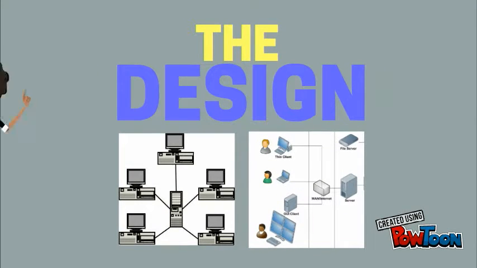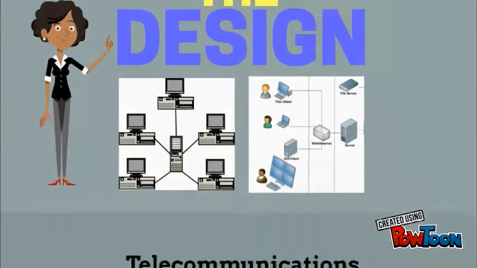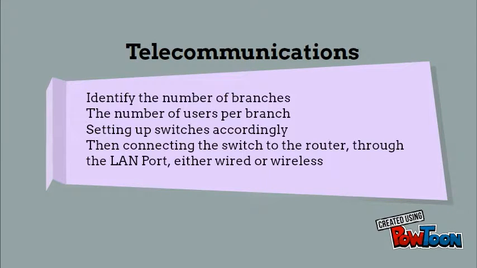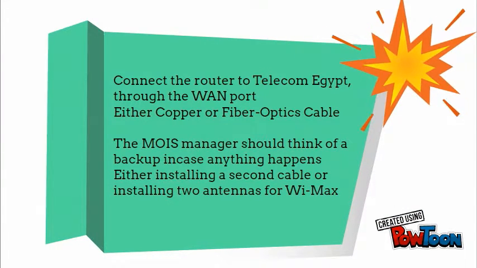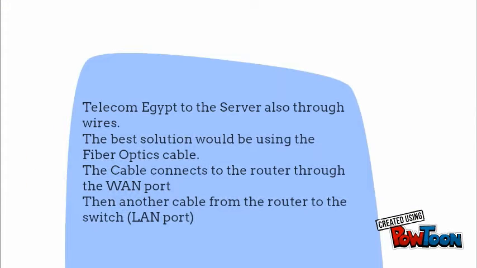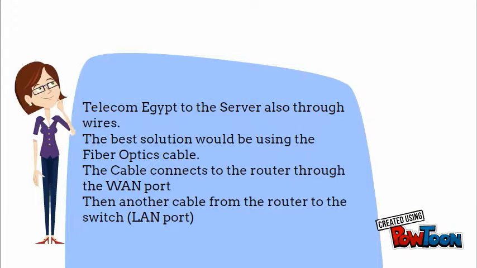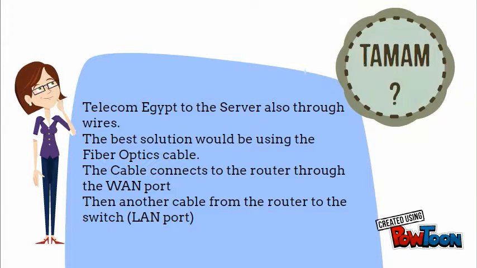Now, looking at the design itself. First, we must identify the number of branches and the number of users per branch, such that we could set up switches and connect the switch to the router, either through wires or wireless. Then we must connect the router to Telecom Egypt through the WAN port. The network manager must always consider the backup, WiMAX or cables. We must then reverse the same solution on the other side, telecom to the server.